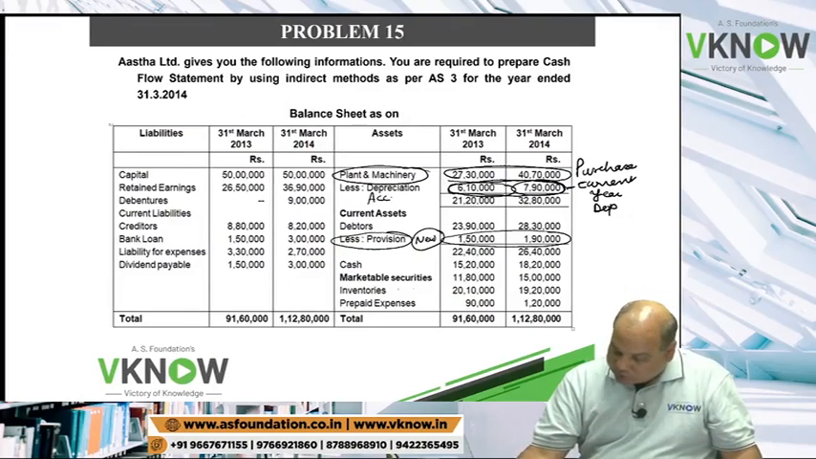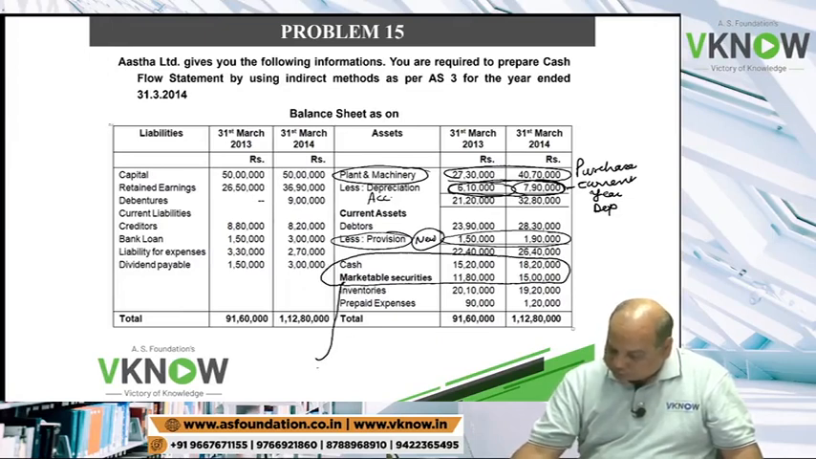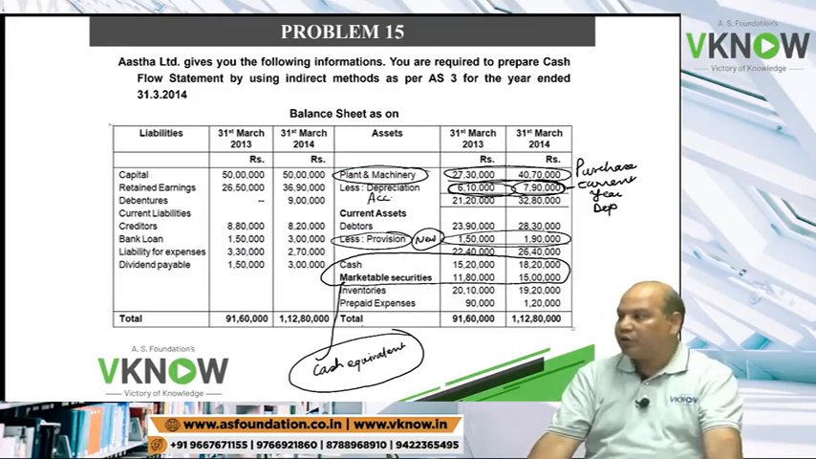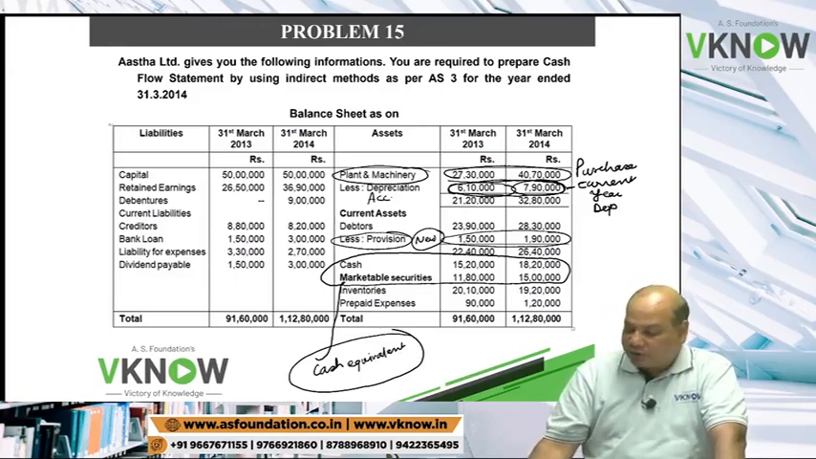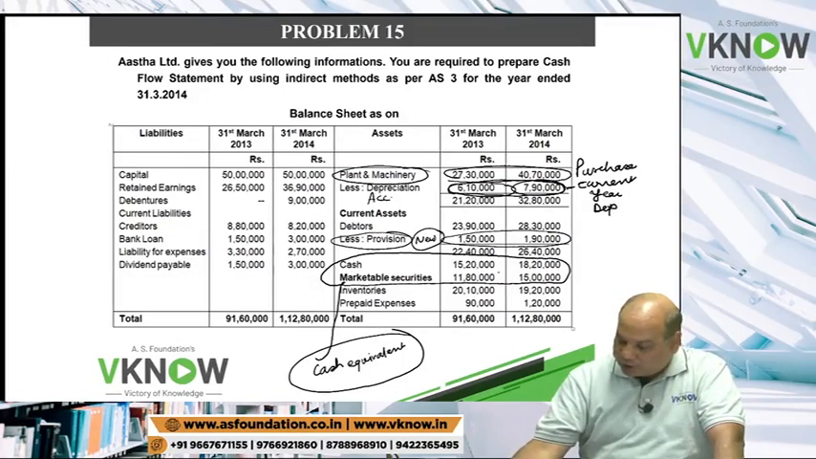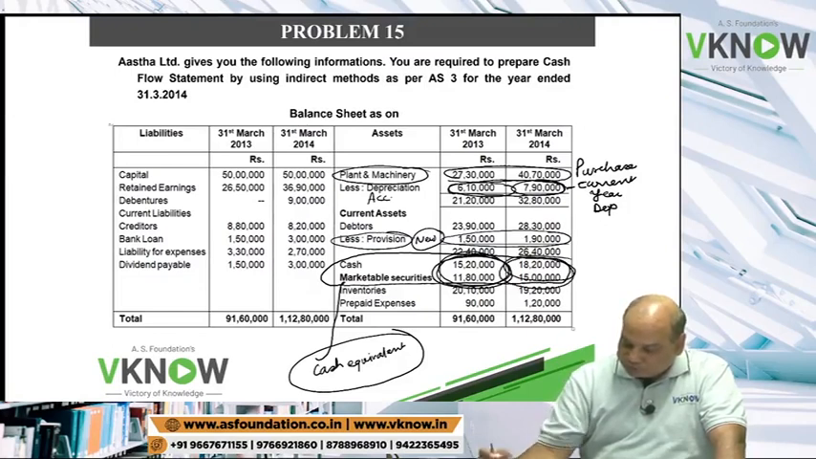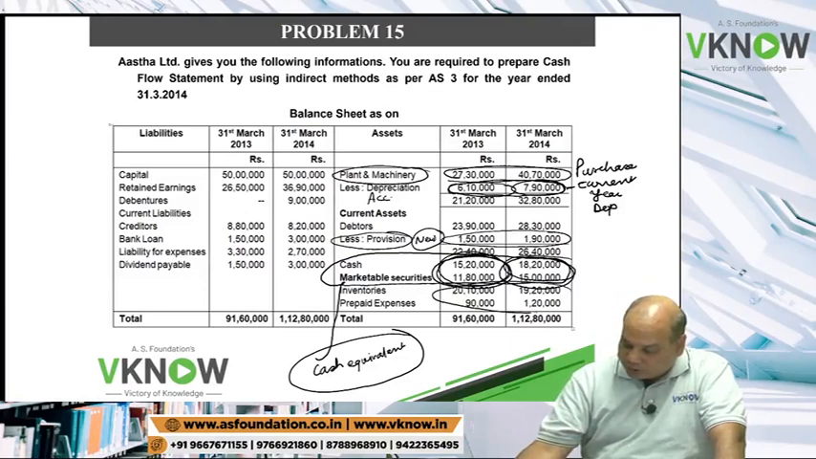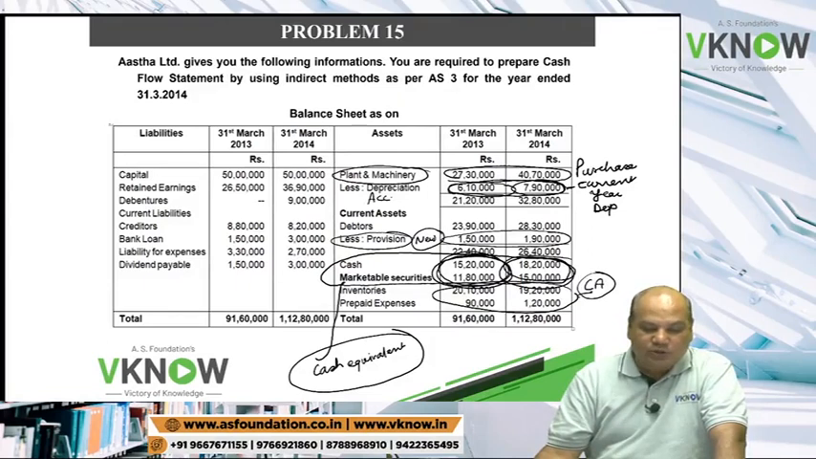Next item is cash and marketable security. Treat marketable security as cash equivalent. Write a note later at the end of the answer that marketable securities are treated as cash equivalent. So while writing cash and cash equivalent, you add these 2 points. Cash plus marketable security together will be cash equivalent. Then inventory and prepaid expense will come in change in current assets.